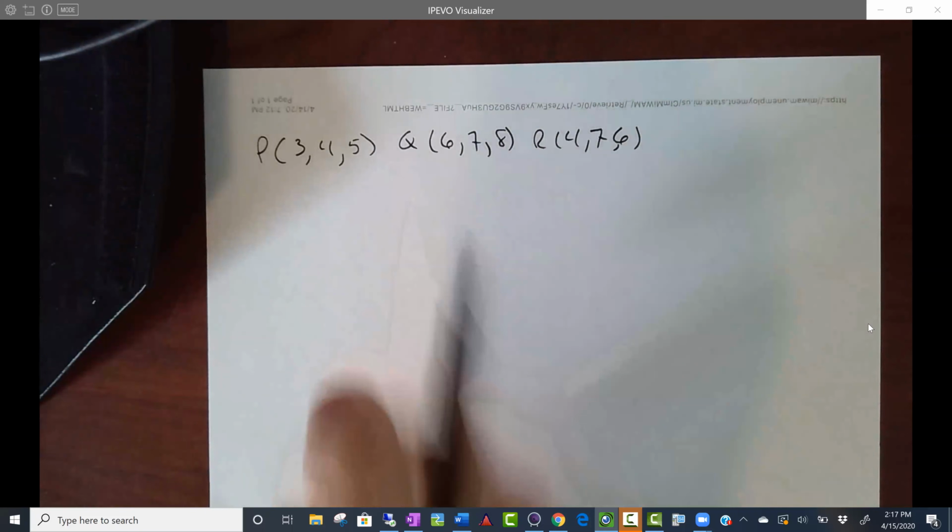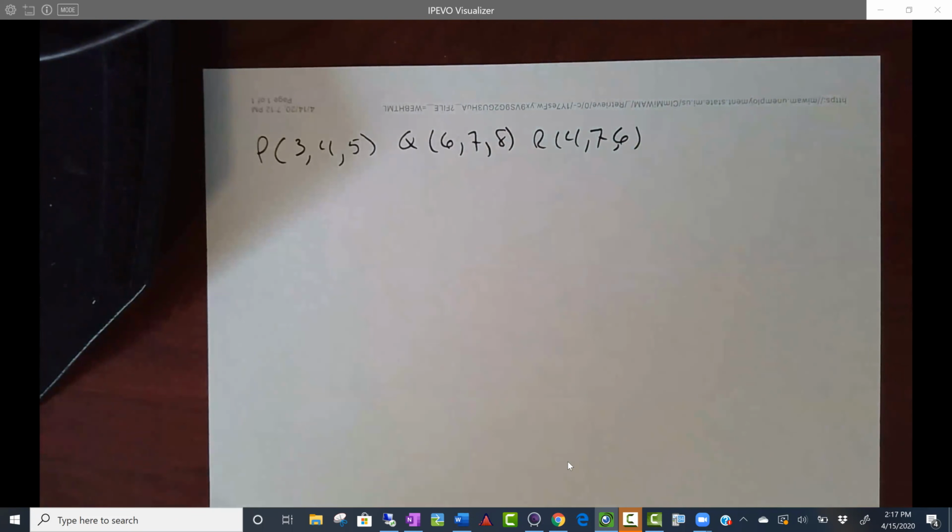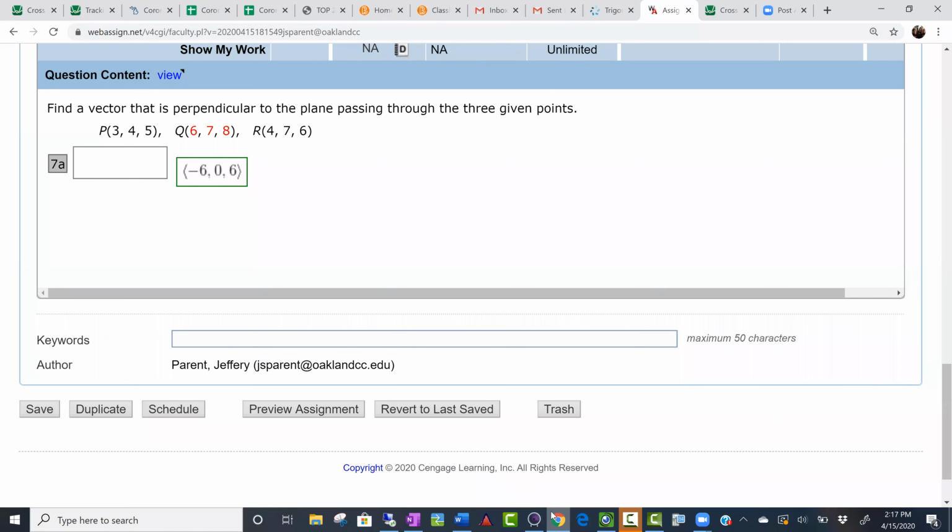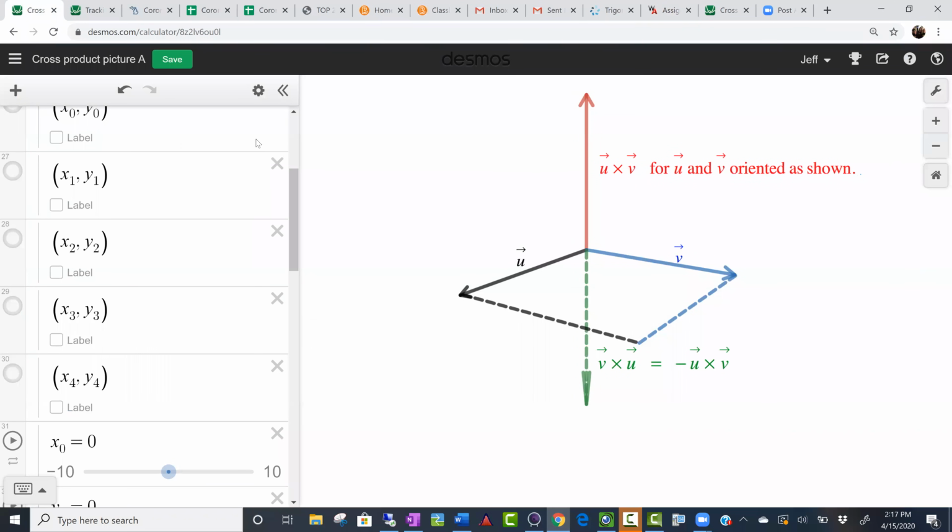So the goal of this problem is to try and find a vector that's perpendicular to the plane that passes through these 3 points. So let's take a look at my little Desmos here. Can you see this Desmos here? Yep. My Desmos page? Okay, good.